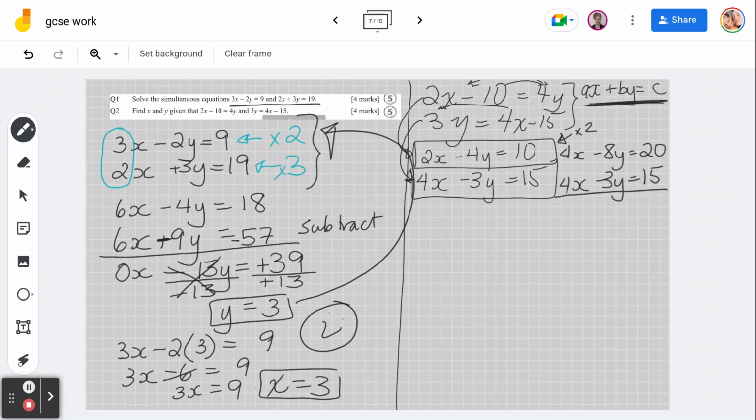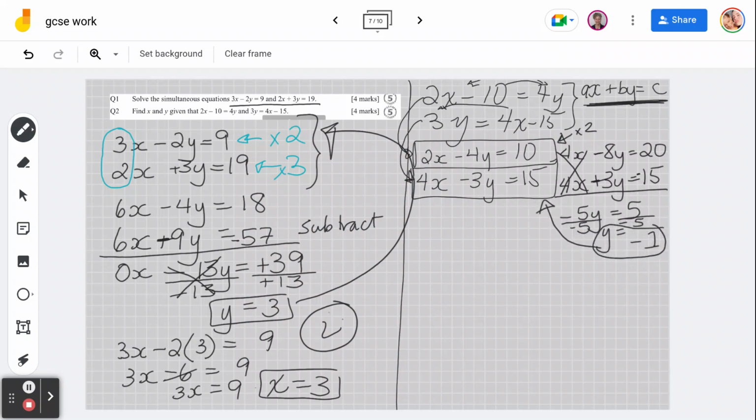And I'm going to subtract one from the other so that I have no x's. So 4x, take away 4x is 0. Negative 8y, take away, subtract negative. So a negative and a negative is a positive. So negative 8 plus 3 would be negative 5y. 20 minus 15 equals 5. Y is, I'm going to divide this by negative 5. So divide this by negative 5. 5 divided by 5 is 1. Negative 1. So my y is negative 1.